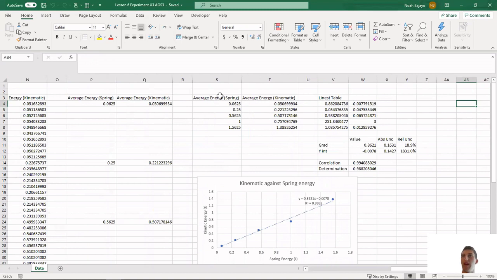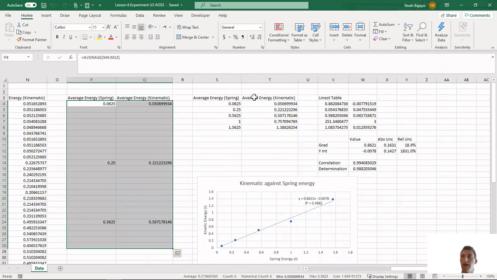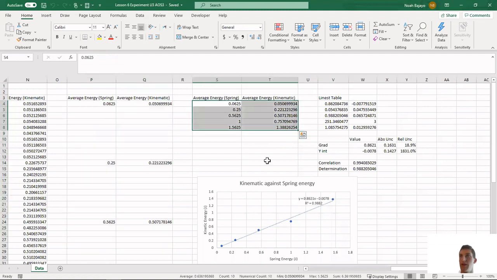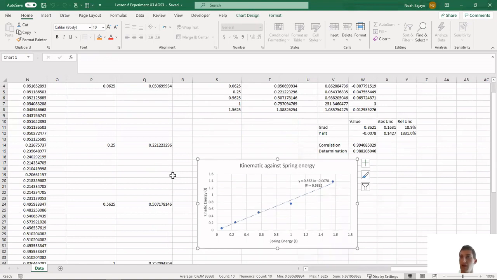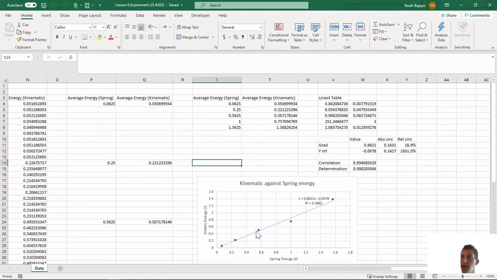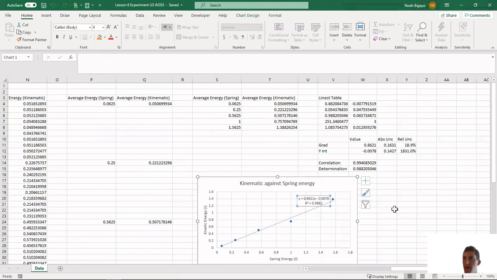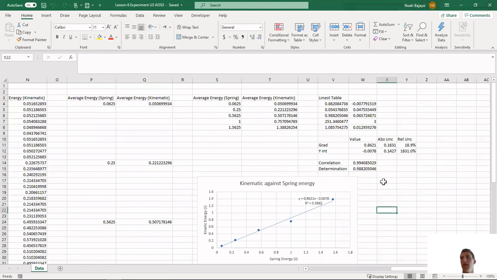All right, so I've simply consolidated all of these values into that array there, and I've quite literally just graphed one against the other. So I've got kinetic energy on the vertical axis and the spring potential energy on the horizontal axis. And you'll see that I've fitted a trend line that goes through them all, and I've displayed that equation as follows. Now, the next bit is really important for your analysis, and that is this table here.